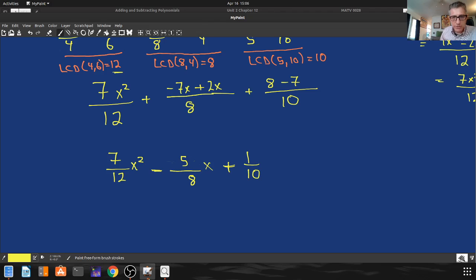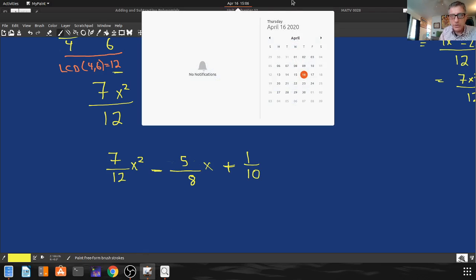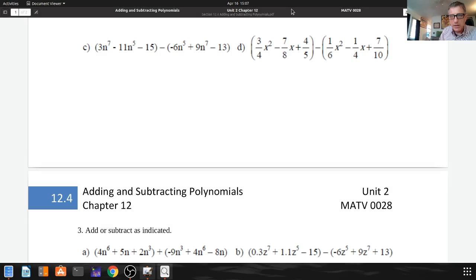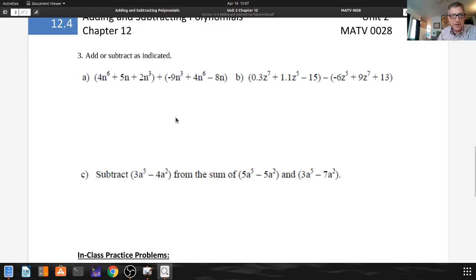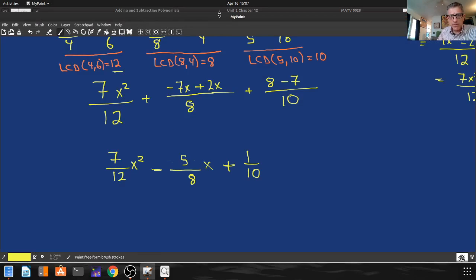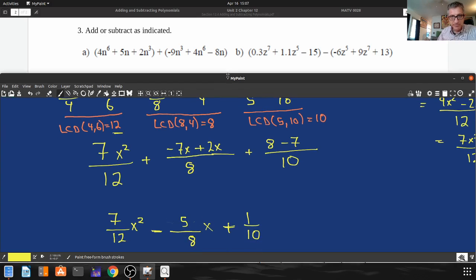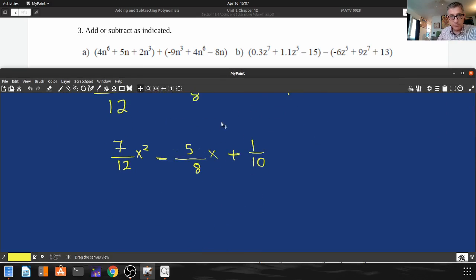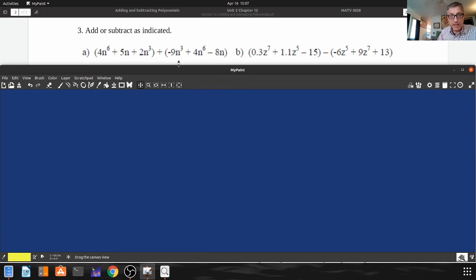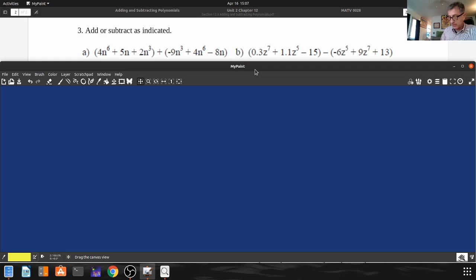So let's go back up to our page. There we go. Let's do number 3A and B and then C, and that's it for adding and subtracting. Adding and subtracting aren't really that difficult. The only thing you ever really have to be careful with is subtraction and collecting like terms and copying down everything that's on the previous line.